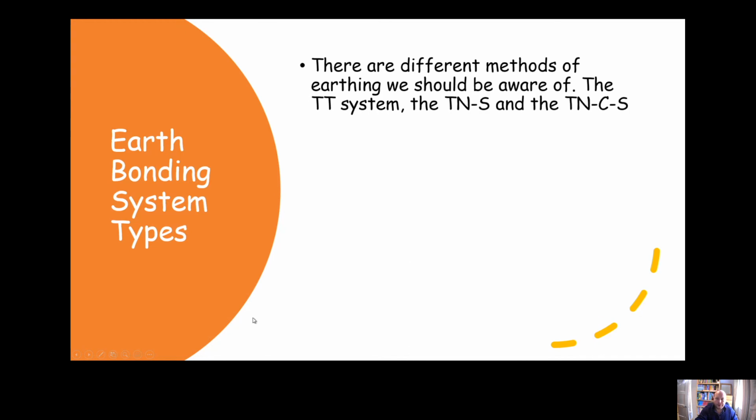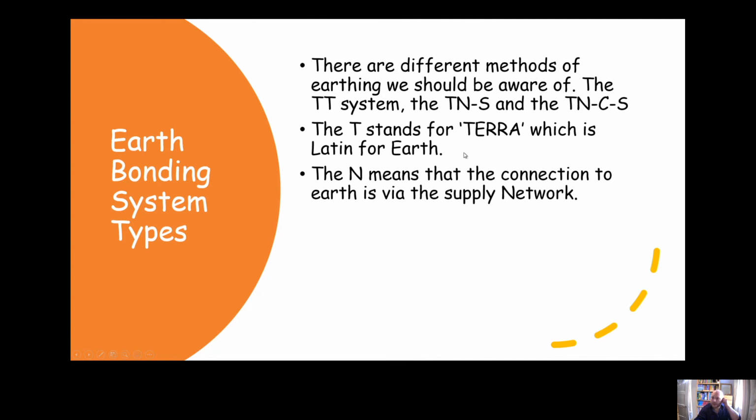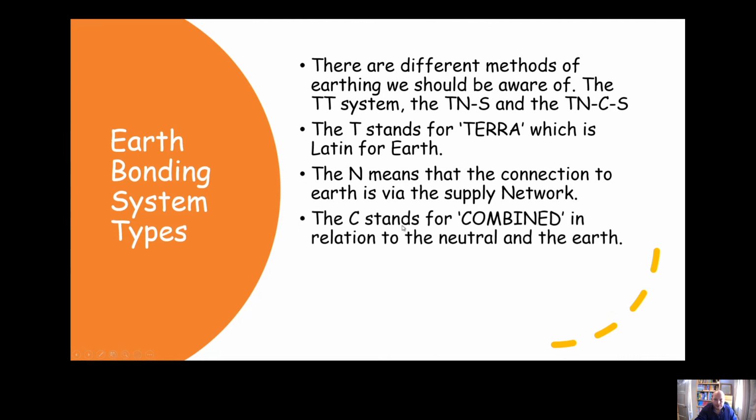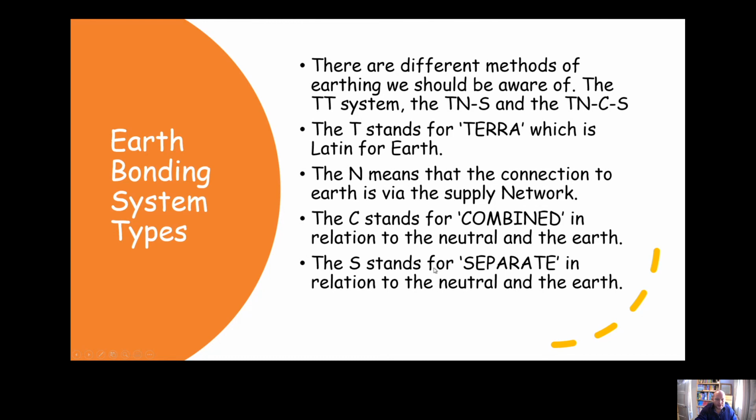Earth bonding system types. There are three types of earth bonding system: TT, TNS, and TNCS. The T stands for terra, which is Latin for earth. In our case, we'll use N to mean neutral. Okay. C stands for combined, and S stands for separate.